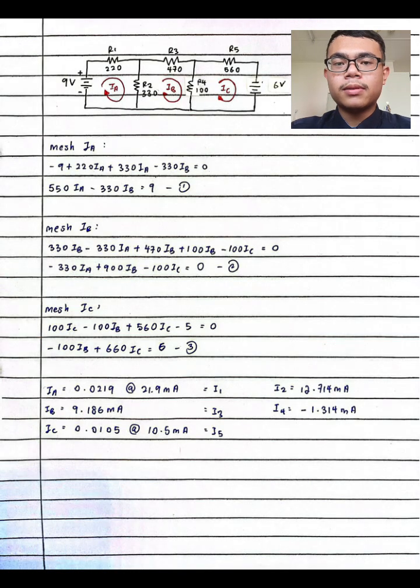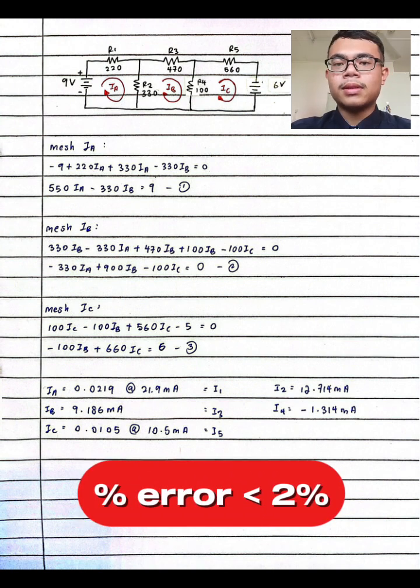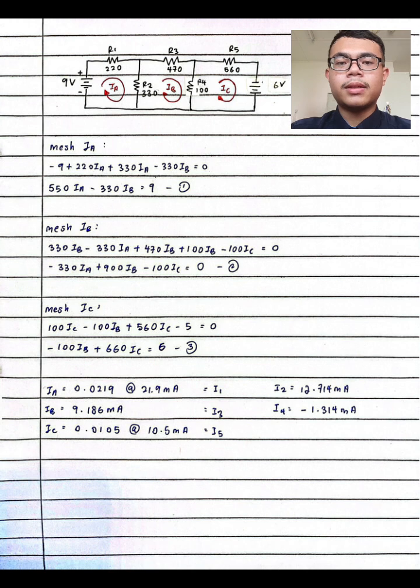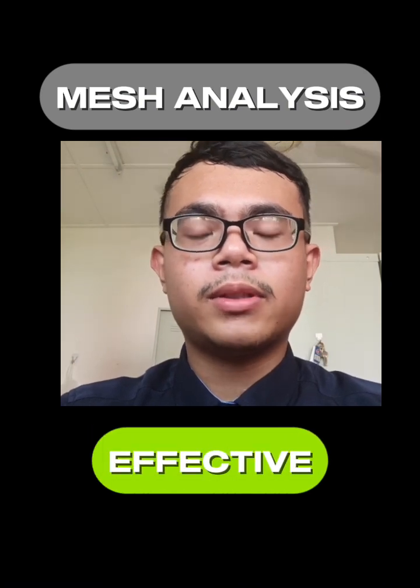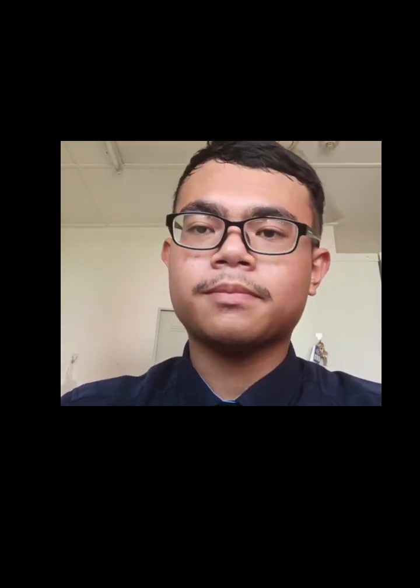If we compare this to the theoretical value, the percentage error is less than 2%. The slight deviation is because of the number of decimal places that we use, which is 3 decimal places at most. Otherwise, this proves that mesh analysis is effective in finding current flow when multiple power sources are used. Anyway, that's it for now.